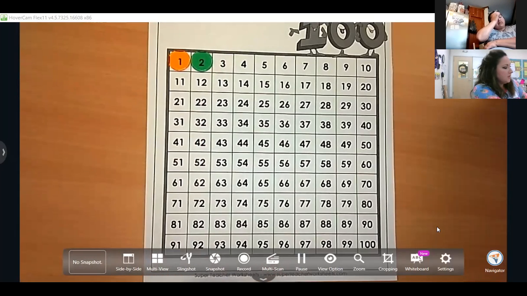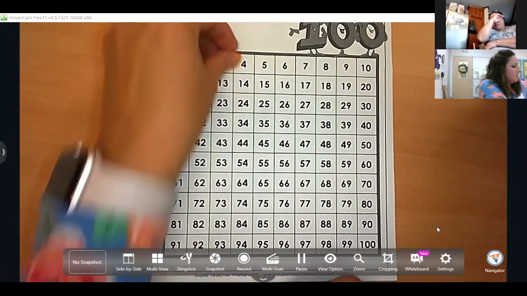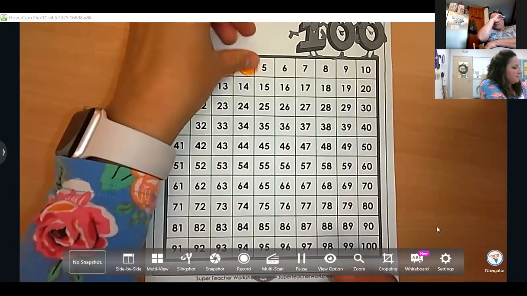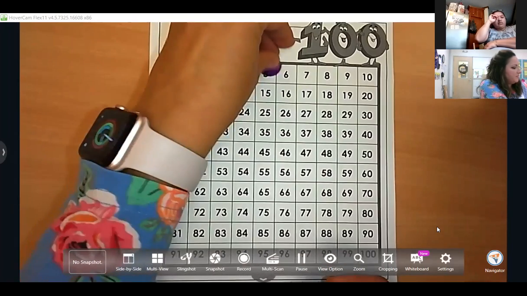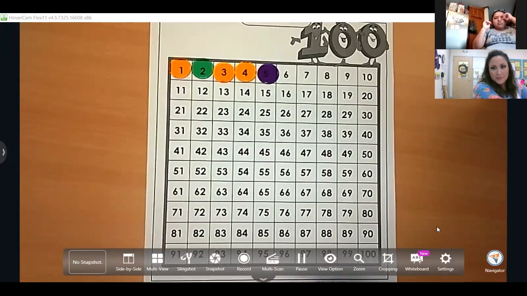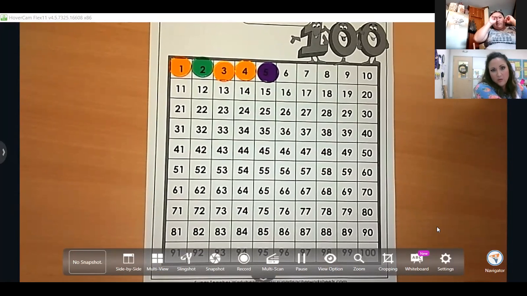There are 2 birds in the tree. 3 more join them. How many are in all? So the hundreds chart can be used in a variety of different ways.